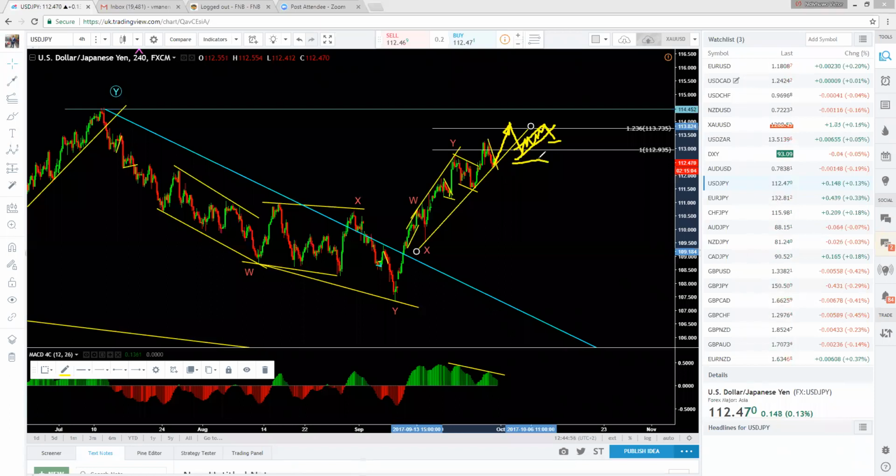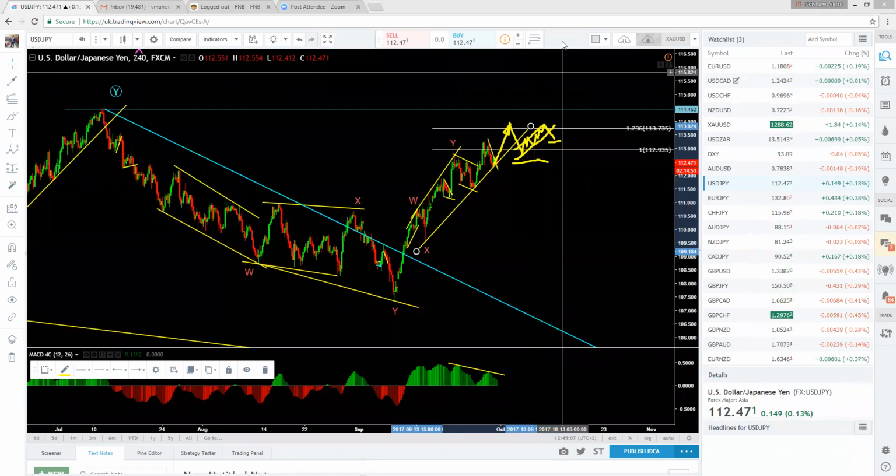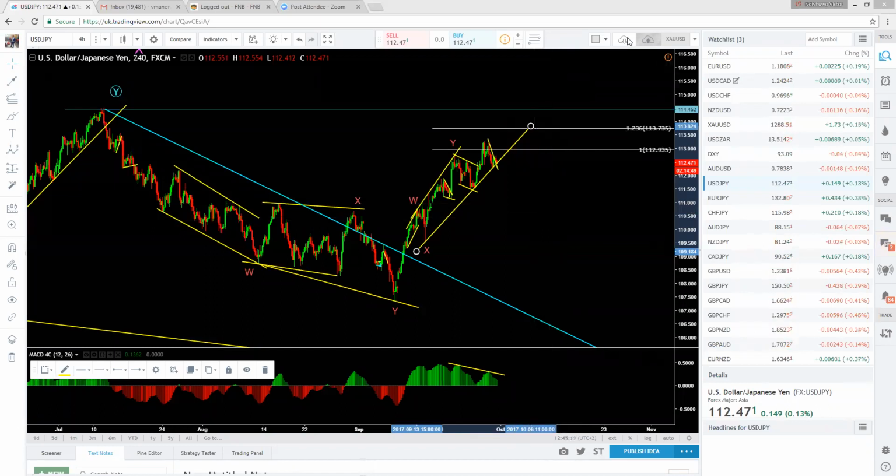Okay, so this is how we're going to do it. And then we're going to ride it all the way down to 104. Okay, so that's how we're going to trade this one. We still have a bit more upside left on this pair. Okay, hope that's clear. And there's another question there.